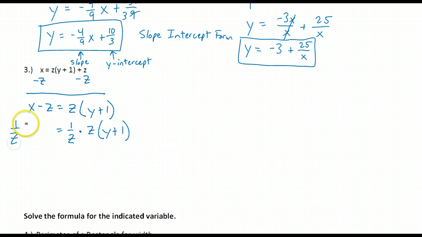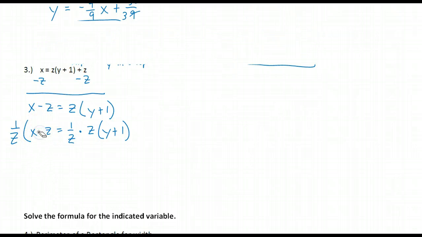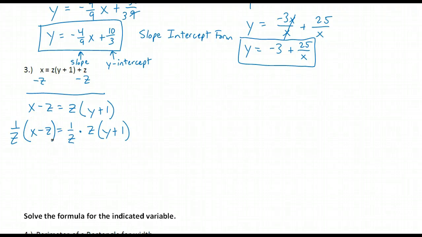And when I multiply the left side, I need to put the entire left side in parentheses. And the reason I do that is so I can distribute. So I have x over z minus z over z equals, well, 1 over z times z just turns into 1. 1 times y plus 1 is just y plus 1. Well, now I can simplify here. z over z is 1.